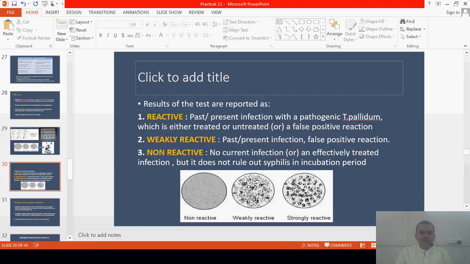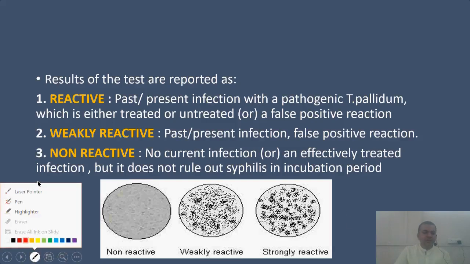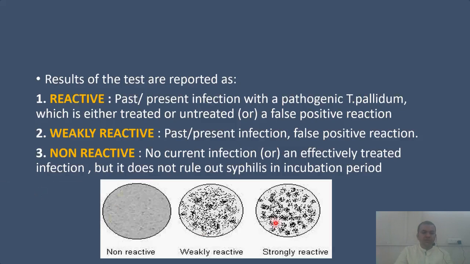So if you see this, the non-reactive, weakly reactive, and strongly reactive. Here the strongly reactive ones indicate a past or present infection with T. pallidum. In the weakly reactive, there is also a past or present infection or false positive reaction because of the titer change. So here we must do the titer. This is the qualitative test, and then you have to do the titration. The serum has to be diluted and again reacted with this antigen to see the titer. This serum must have a high titer. This one is also positive, but it is a low titer.